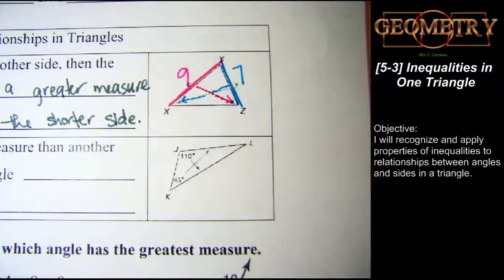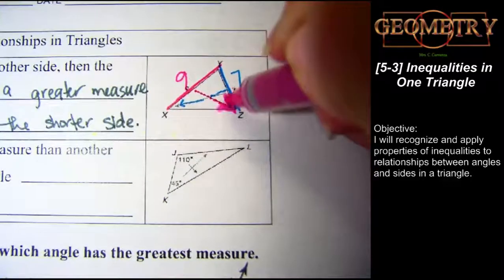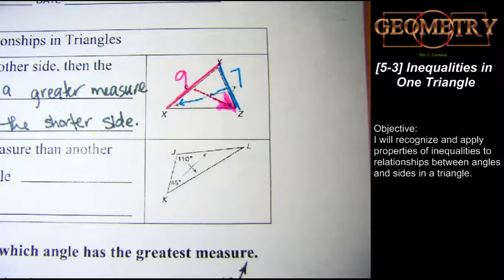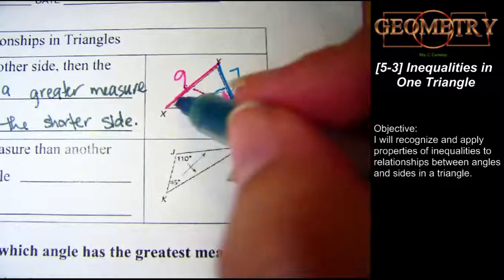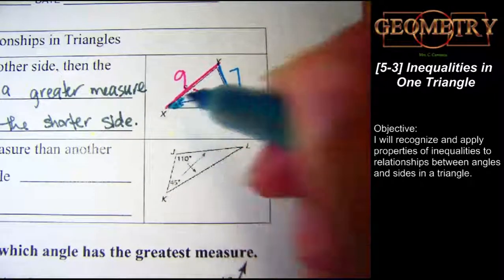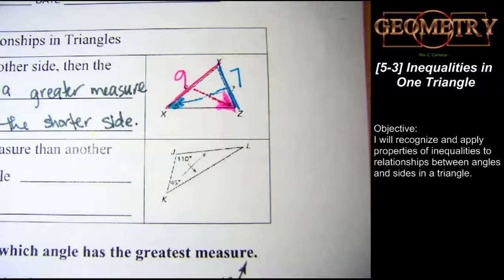That means that the angle across from the pink side, this pink angle, is going to have a bigger measurement than this angle across from the 7. It doesn't tell me what those measurements are. I have no way of saying that when a side length is 9, the degree is a particular number. I can't do that, but I can at least give some sort of comparison. It's going to be bigger than the other.